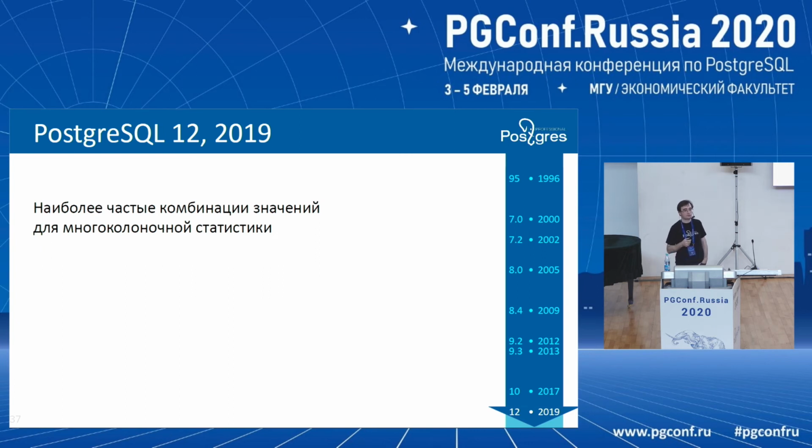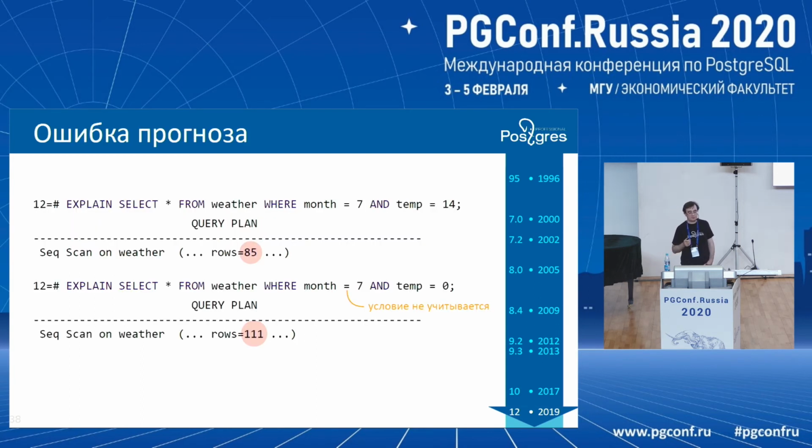And now Postgres 12. In Postgres 12, multi-column statistics were further improved, and now we're able to collect a list of the most frequent combinations of values for the multi-column statistics. Imagine such a thing. We want to look at how many times in July we had 14 degrees. This is the first query.